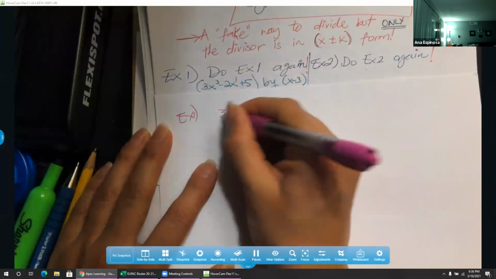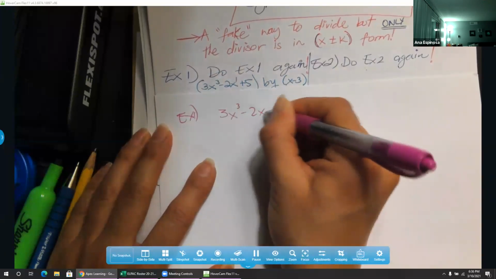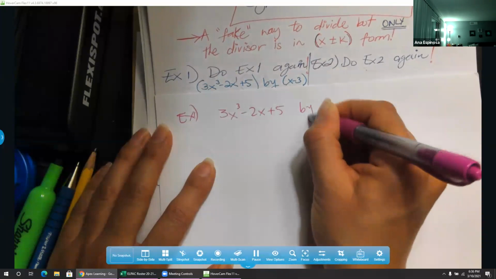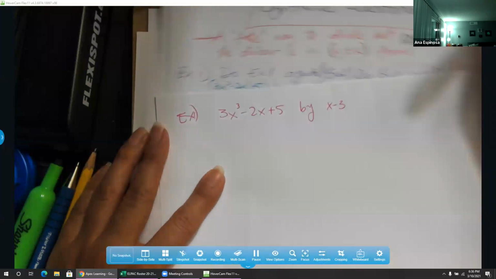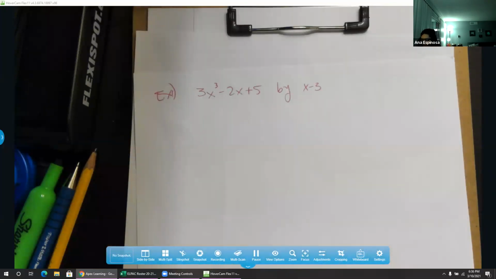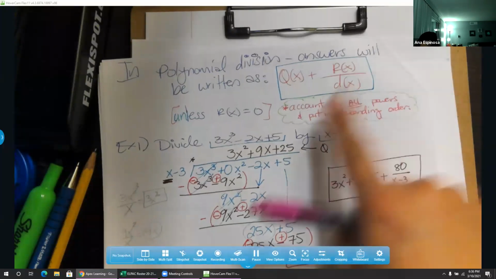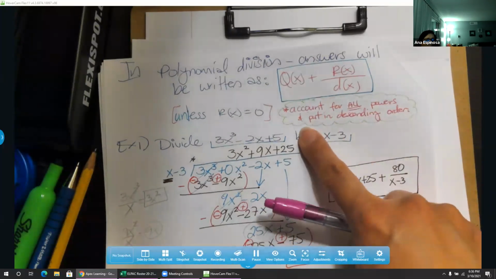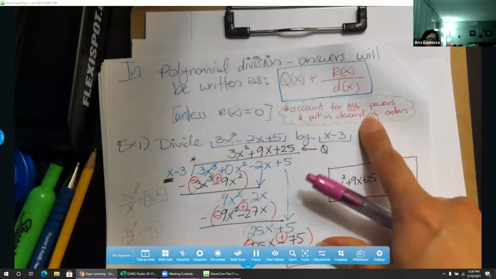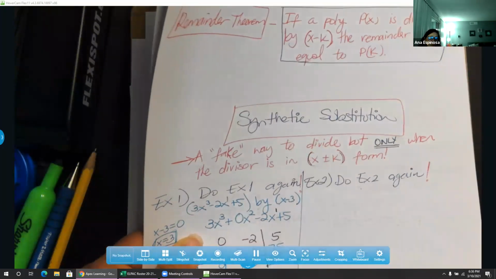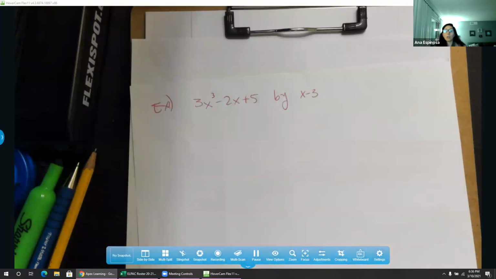Super easy. 3x cubed minus 2x plus 5, and you're dividing by x minus 3. Now, the key here, like I told you from the very beginning, is to account for all the powers and put them in descending order. That's true when you're doing long division or synthetic division. You have to make sure they are in descending order, and none of them are missing. If that's not true, you're not going to get the right answer.